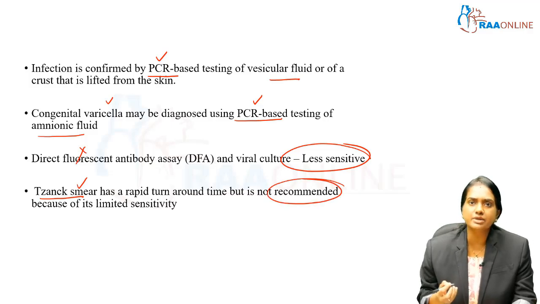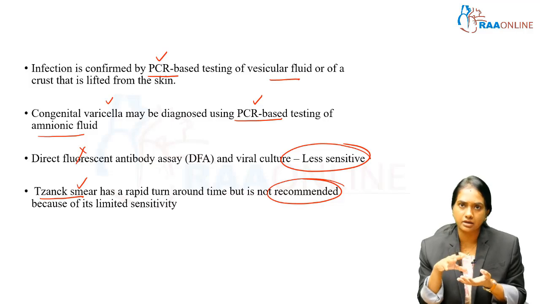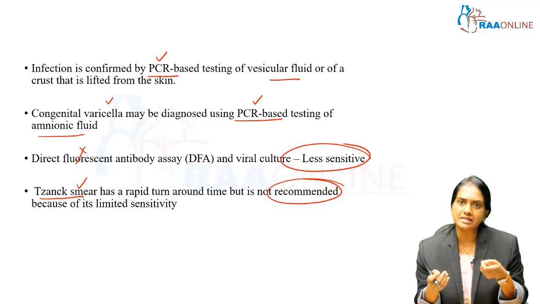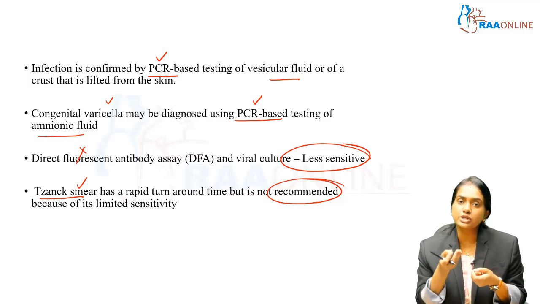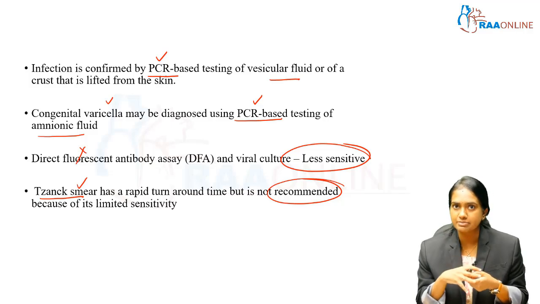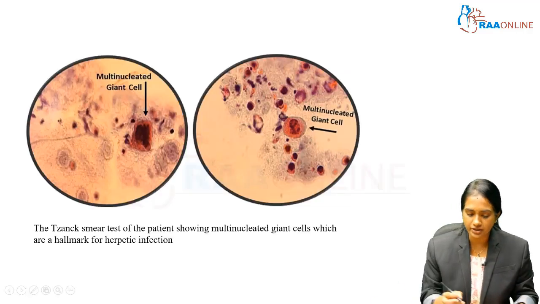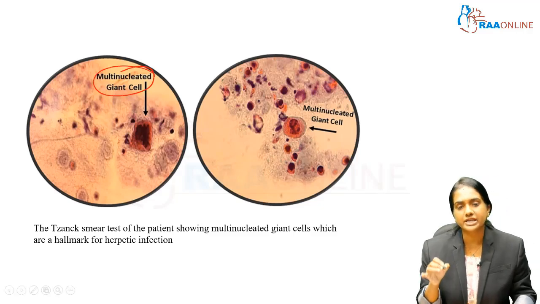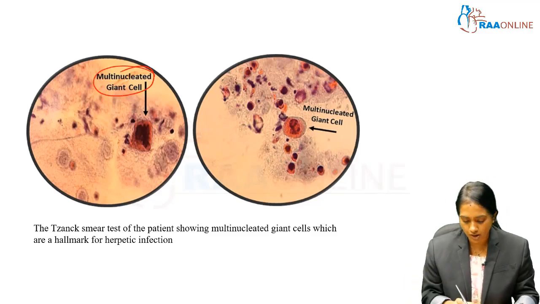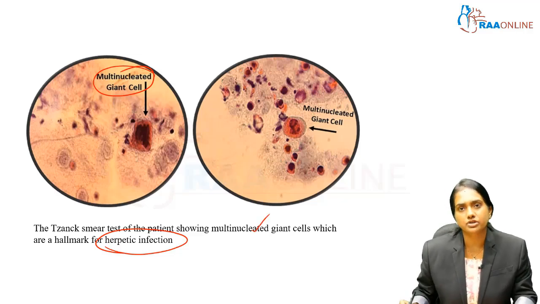How will you take a Tzanck smear? When you have any lesion or a crust, we take a glass slide and collect the specimen from the lesion. Usually we should take the specimen from the base of the lesion. So we remove the crust, use the slide to take the specimen, and look for multinucleated giant cells. These multinucleated giant cells are evidence of, or a hallmark for, herpetic infections. So they show multinucleated giant cells.